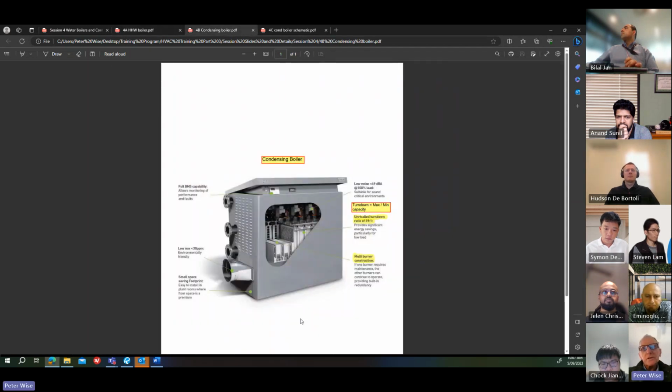This is a smallish condensing boiler, much more complicated than a conventional boiler, but much more energy efficient. And we'll talk a bit more about that shortly.